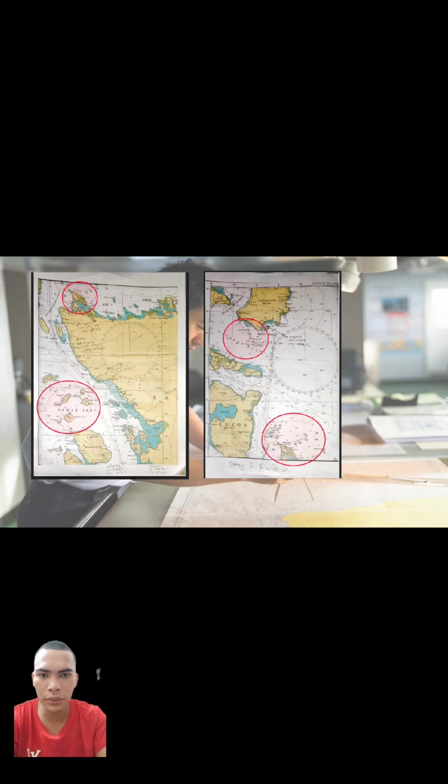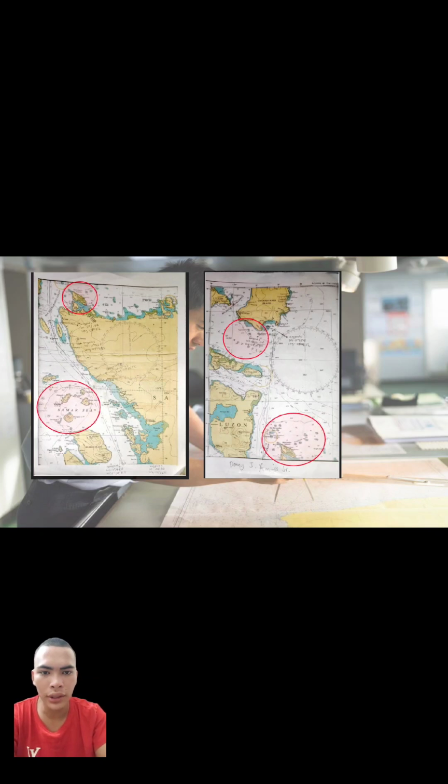First, we are going to use charts A1 and B1. We will plot the passage plan on the chart. This includes the coordinates, the course, as well as the distance from waypoint to waypoint.